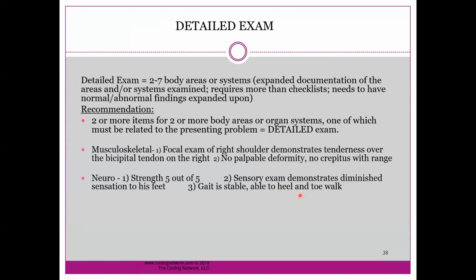So a detailed exam, definition, 2 to 7 body areas or organ systems. And this is from National Government Services, which is the Medicare contractor. They're looking for expanded documentation of the areas or systems examined, requires more than a checklist. Need to have normal and abnormal findings expanded upon. So for instance, musculoskeletal, several items are in detail here. And I do think that your exams are not a problem from what I've seen. They're definitely detailed. You have at least 2 systems which has detail. Several items in each system are separately documented.